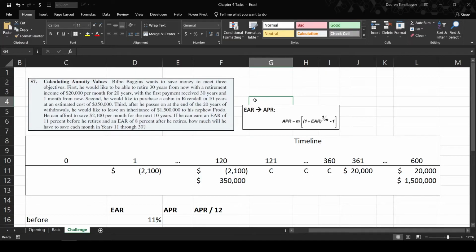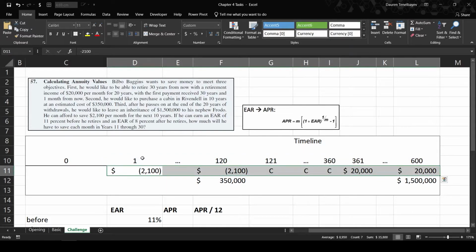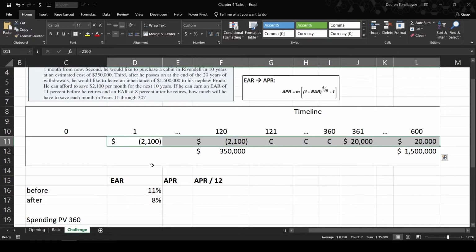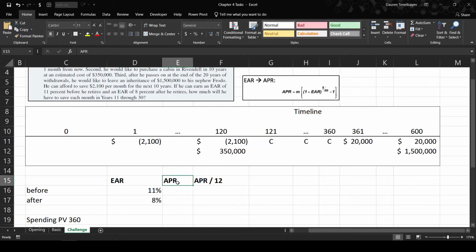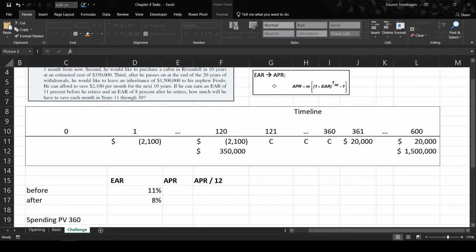We are now in the challenge part, calculating annuity values. This task is about Bilbo Baggins and his retirement. You can pause the video and read it yourself. So, here's the timeline. Those are months and those are cash flows. Since the cash flows occur monthly, we must get the effective monthly rate. One way to do this is to find the APR based on monthly compounding and then divide it by 12. We will use this formula in order to convert our effective annual rate to APR.